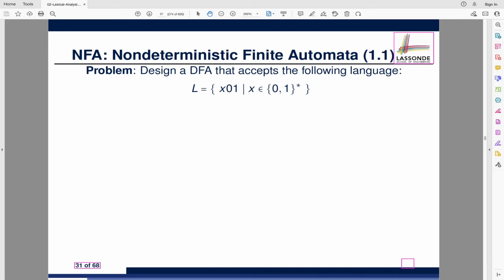I want a DFA that is going to accept any string which will end with 0, 1. Not contains, but ends with. This could be a nice example to show there are occasions where it's easier to specify an NFA, but not a DFA. Slightly easier, or sometimes much easier.